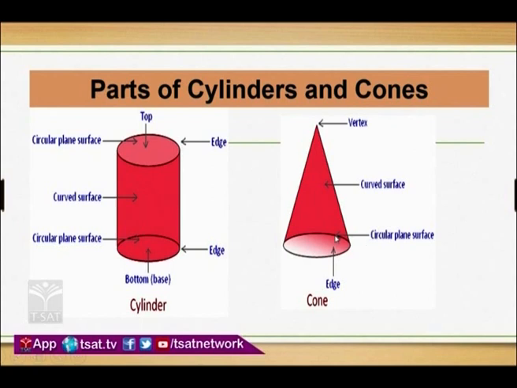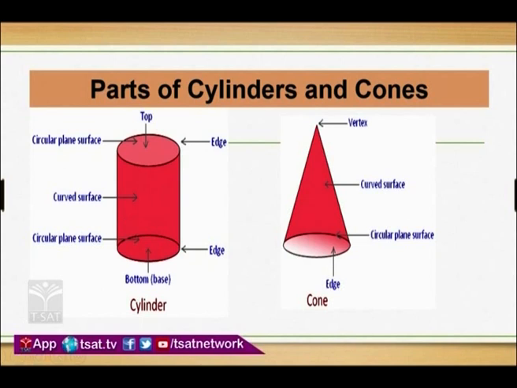Similarly, if you take the cone, a cone contains one vertex, one circular plane surface, and here a circular edge. The middle portion we call the curved surface. So these are the parts of cylinders and cones. So a cone contains only one vertex, but a cylinder does not contain any vertices. It contains 2 curved edges and 3 faces. Now let me move to the next concept.